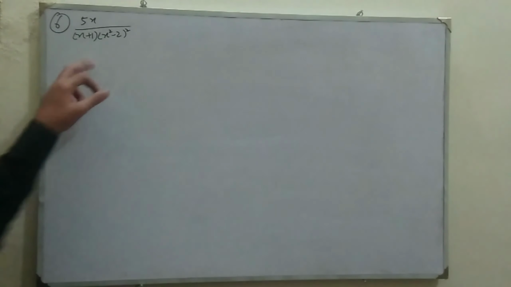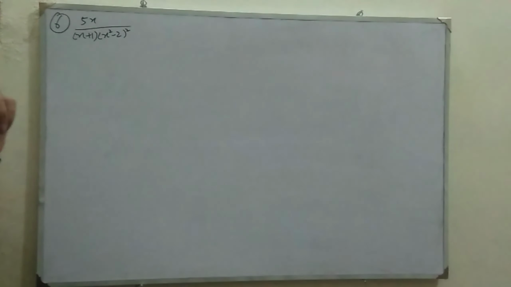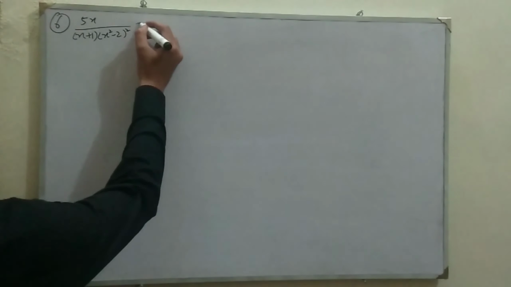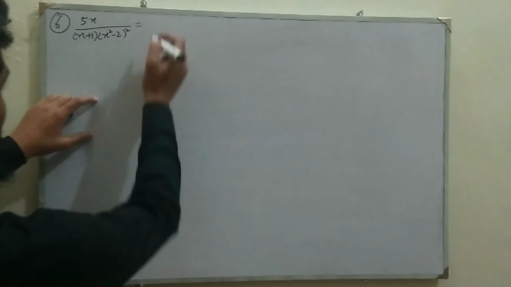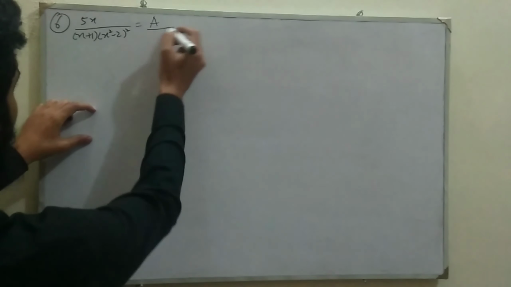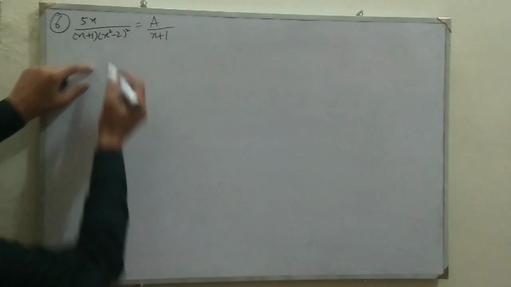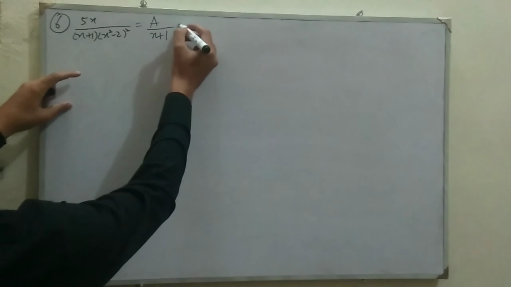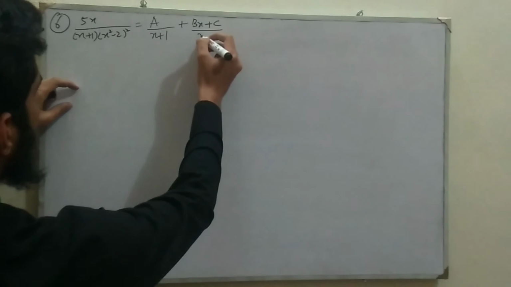Question number 6 tells: 5x divided by (x plus 1) multiplied by (x square minus 2) whole square. Resolve this fraction into partial fractions. So, solution: this is a linear factor because the highest power of variable x is 1. That's why we are taking a single constant A divided by x plus 1. Here it is a quadratic factor because the highest power of variable x is 2. That's why we are taking two constants, Bx plus C, divided by x square minus 2.